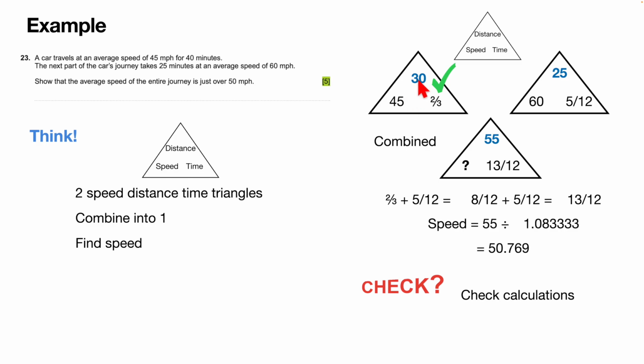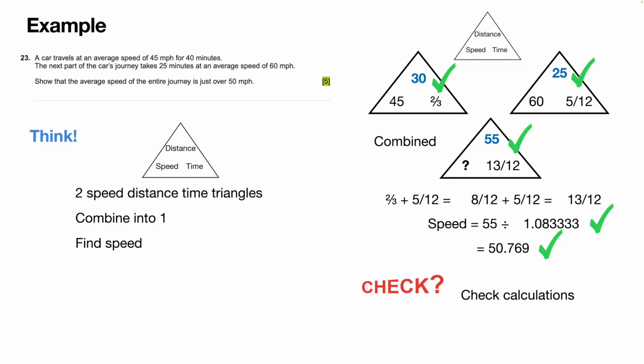We get a mark for getting the first journey is 30 miles long. We get a mark for showing that the second journey is 25 miles long. We get a mark for showing that the total's 55, etc., etc. We should get a mark for knowing that speed is the total distance divided by the total time. And we get a mark for accuracy.